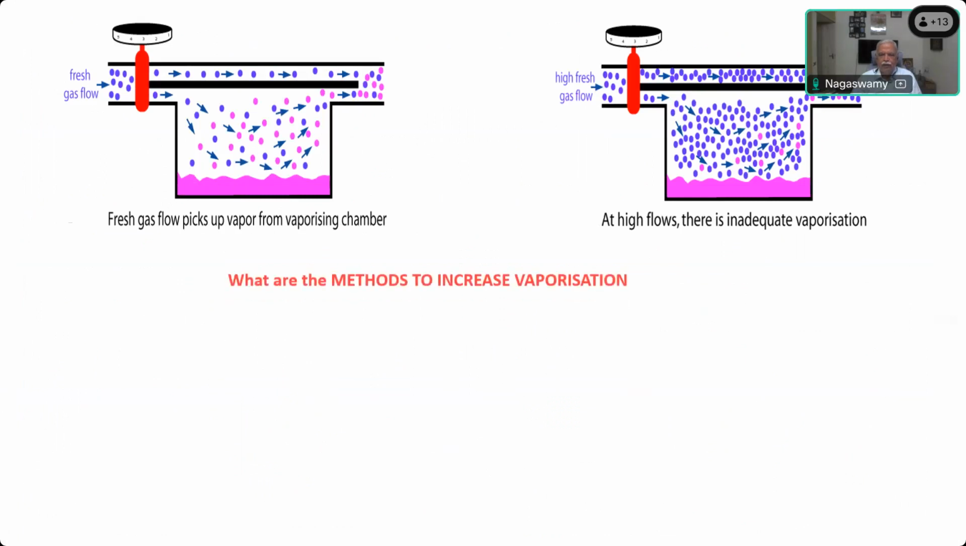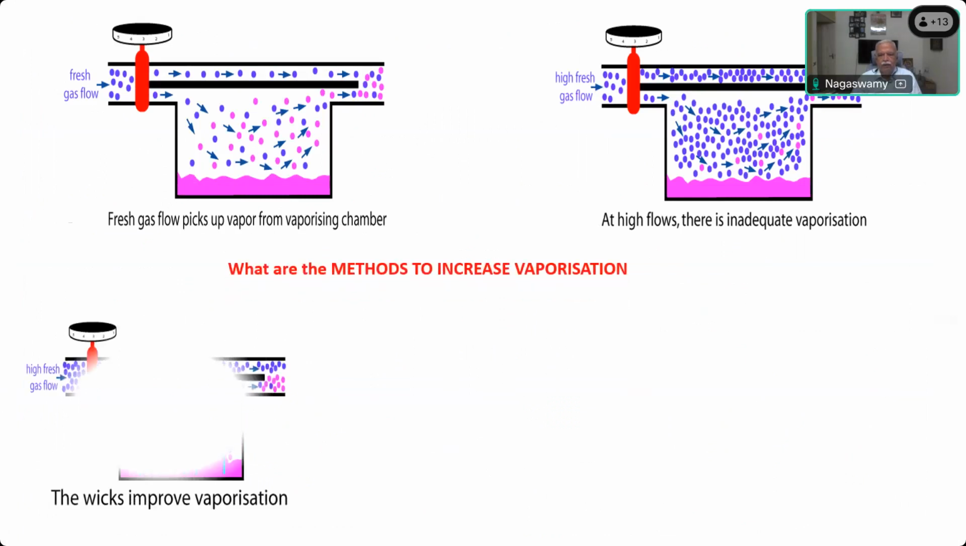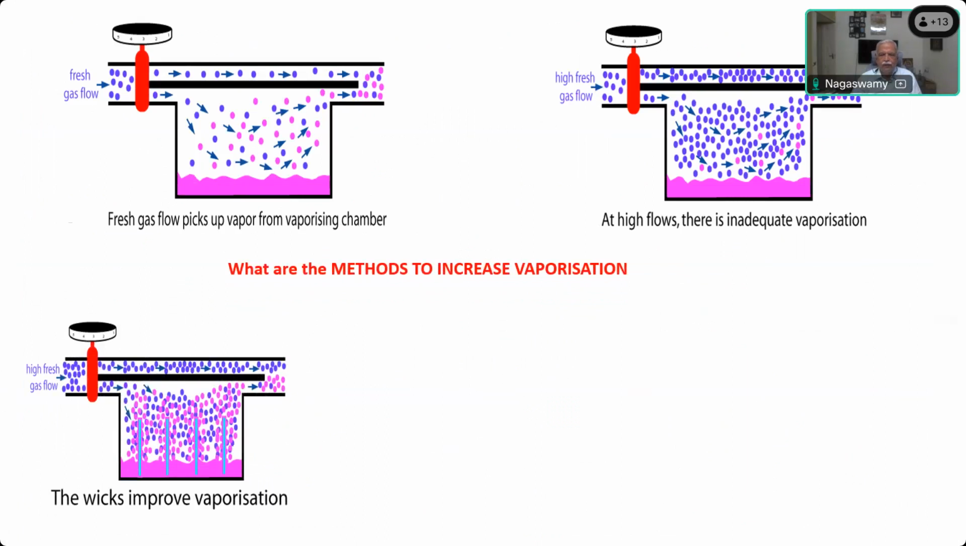There is not adequate time for vaporization because the gases will travel faster. That is why in low flow you have much more. One of the reasons we use low flow today is to get the vapor concentration at a lower setting itself.